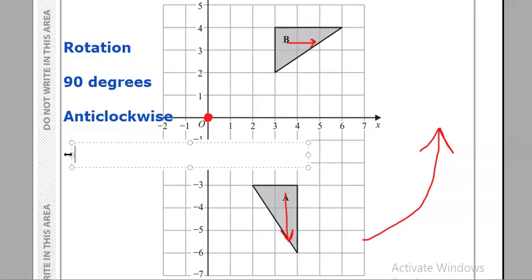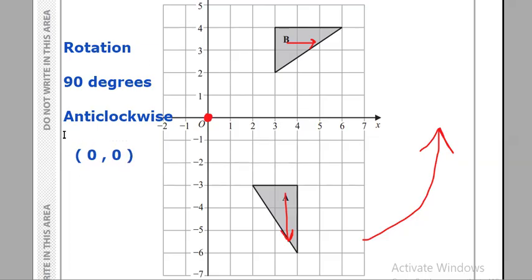As I said, I am guessing the point. I know the place that it might be in, so I'm going to try several points. But it's more efficient if you try this point first because most of the questions can use the origin as the center of rotation. So the center is the zero point. Okay. Now, this is the final answer for the question. So rotation, 90 degrees, anti-clockwise, center zero.